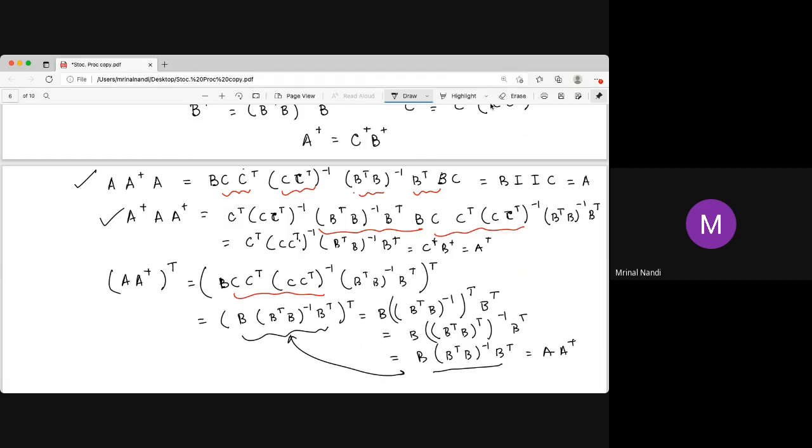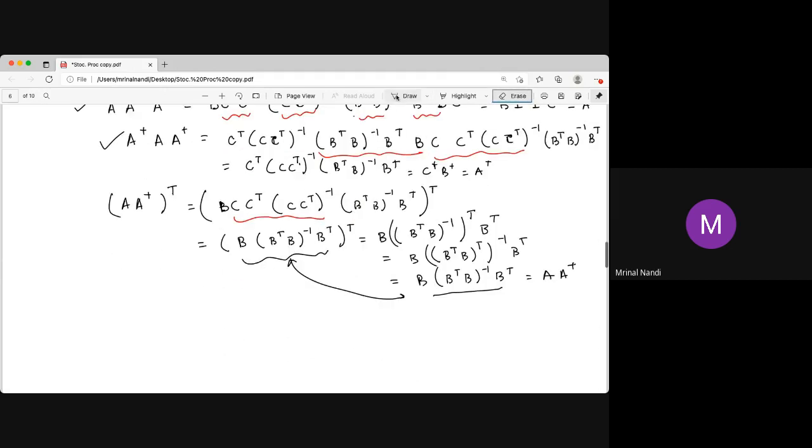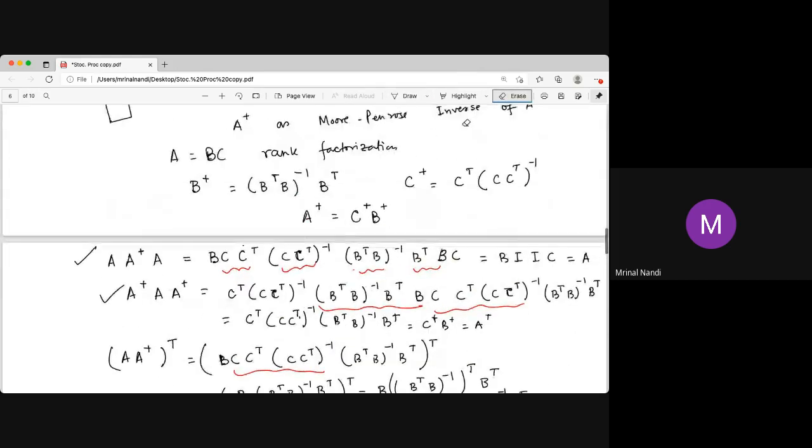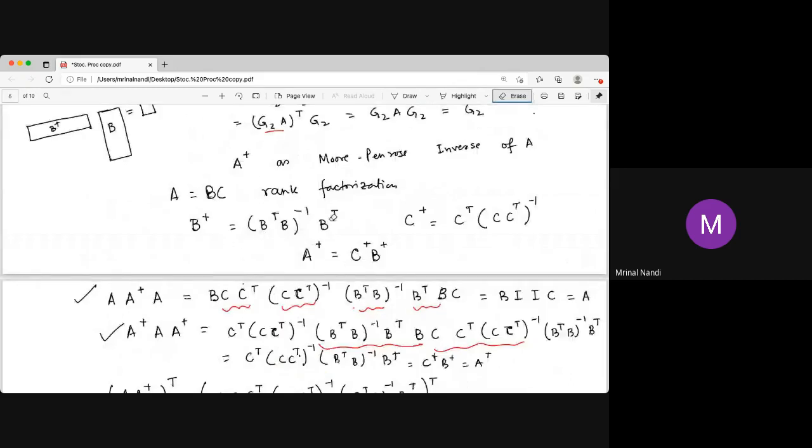Similarly, we can check that the rest is similar, that (A plus A) transpose must be A plus A. You can easily check it. So that means this is a Moore-Penrose inverse of A. And you can also check that B plus is the G inverse of B. Similar for C. Just check one.